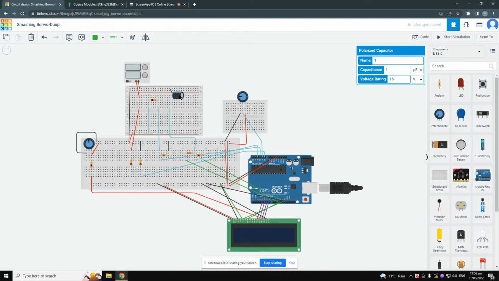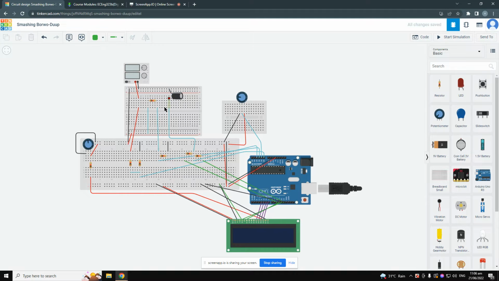This capacitor connects from here to this line, and then to the pin A3. Then the A1 is connected here. So here is the pin, and connect to the volt and the ground.